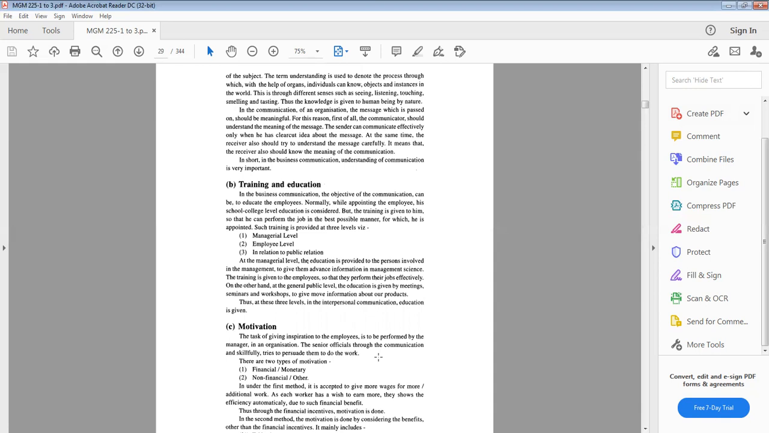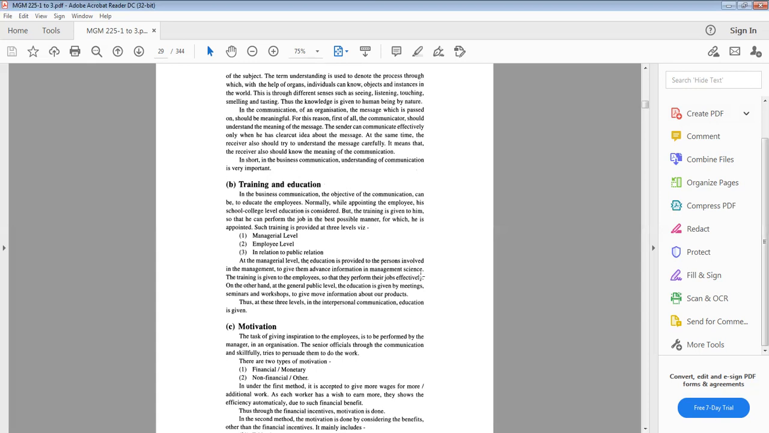There are two types of motivation: financial or monetary, and non-financial. In the second method, the motivation is done by considering benefits other than the financial incentives. It mainly includes taking into consideration the individual importance of the employee by realizing their importance to the junior, providing guidance instead of issuing orders, and keeping good ideas before the employees.